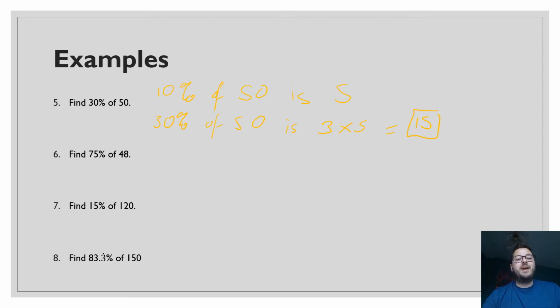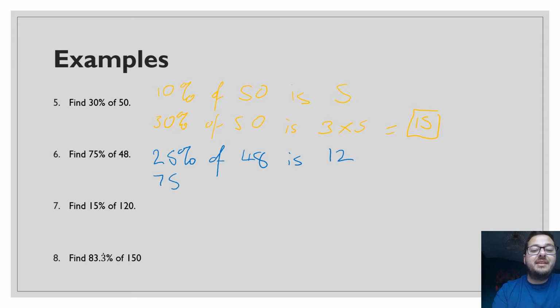Alright, next one, we want to find 75% of 48. So again, I'm thinking, how do I get to 75%? Well, I could do 25% and times that by 3. So let's do that. So 25% of 48, well, that's just a quarter of that, which is 12.